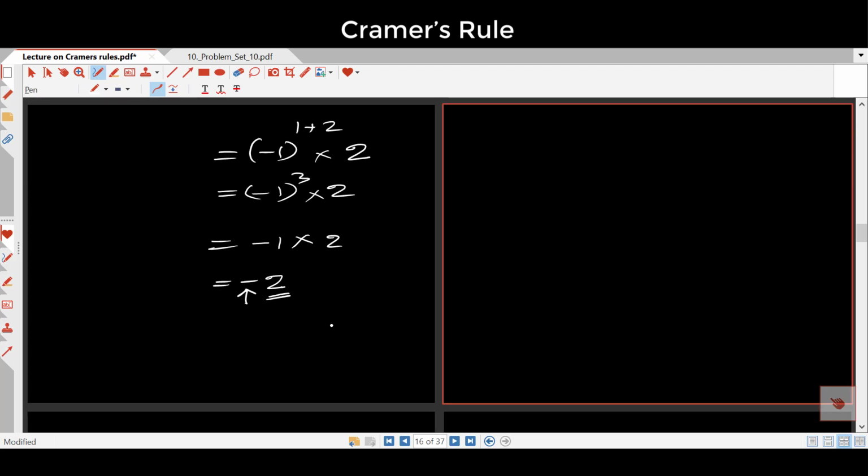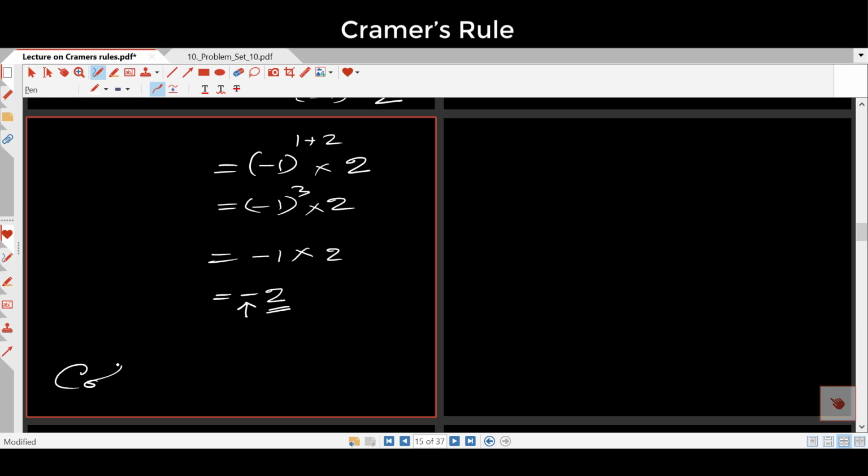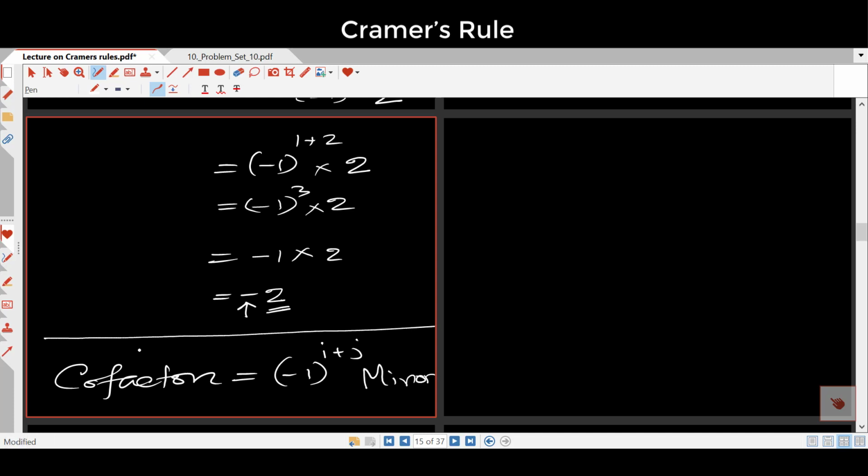So you can think about the cofactor in this way. The cofactor of any entry is actually (-1) power i plus j times the minor. So cofactor and minor are actually the same value. The minor is just the value for any entry, and the cofactor is the same value but with plus or minus.